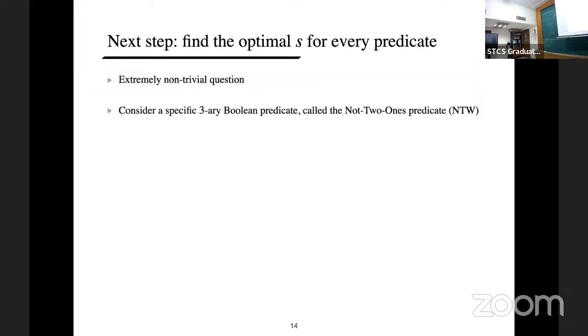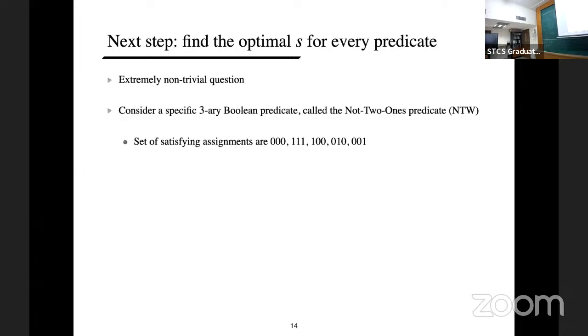Right. And this is an extremely non-trivial question. So I had just one slide for one predicate. This is the NTW predicate. So the setup is a predicate over Boolean variables, and the set of satisfying assignments is everything except two ones.